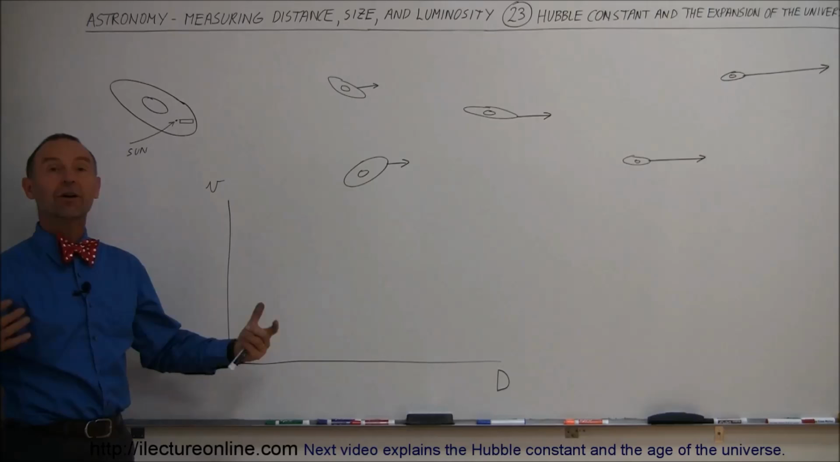All predicated on this concept that the farther galaxies are, the faster they move away from us, the closer they are, the slower they move, and the velocity change is actually a linear function of distance.